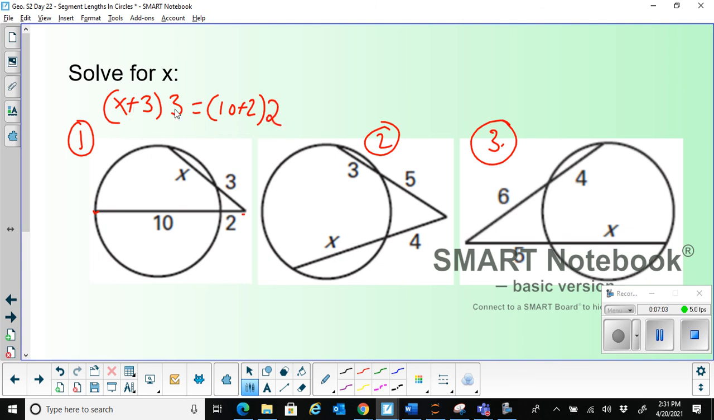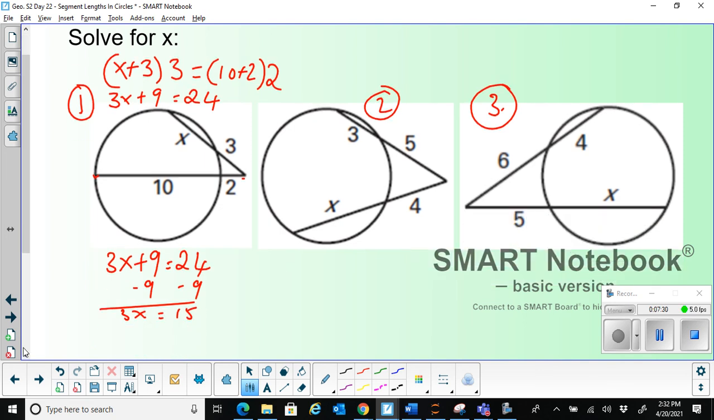If I simplify this, I get 3x plus 9 equals 10 plus 2 is 12, 12 times 2 is 24. So I have 3x plus 9 equals 24. Let's subtract 9 from both sides to get 3x equals 24 minus 9 is 15. Dividing by 3 on both sides, x equals 5.